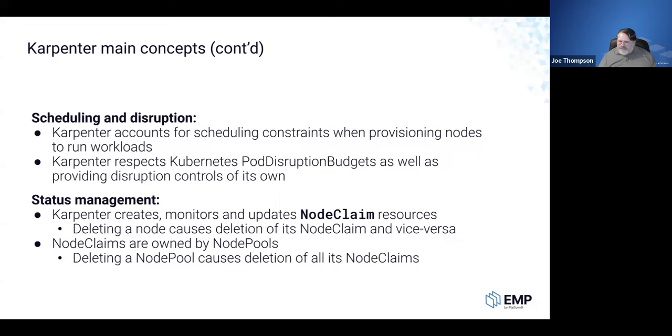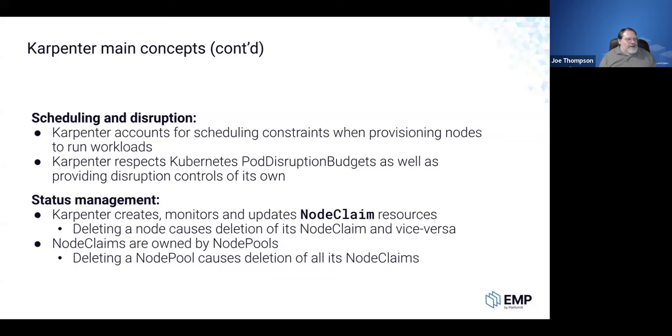I mentioned that Karpenter has its own scheduling and disruption controls. It will account for scheduling constraints when it's provisioning nodes. So it actually will look at what constraints Kubernetes puts on that workload scheduling. And one of the important things about that is that if Karpenter sees that there's no way to provision a new node in such a way that those scheduling constraints can be met, it won't do anything. So there are situations in which Karpenter says, nothing that I can do will move the needle on this, therefore I will do nothing, because it wouldn't make sense to incur additional expense. It does respect those pod disruption budgets.